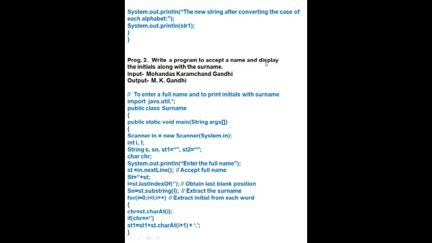Write a program to accept a name. This is the name, Mohandas Karamchand Gandhi, and display the initials along with the surname. This Gandhi is the surname, so the initials are M and K. Leave all these other things. So only M and K we will take, then the surname: M dot K dot Gandhi. This is the input and this will be the output. Now, initials along with the surname.